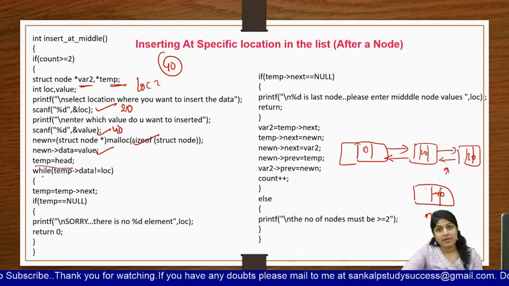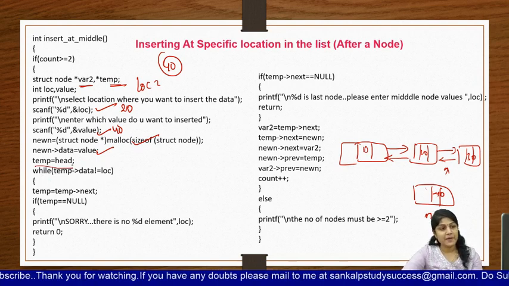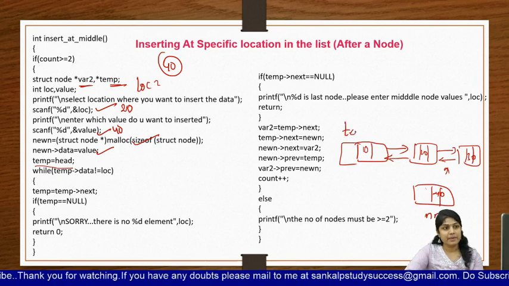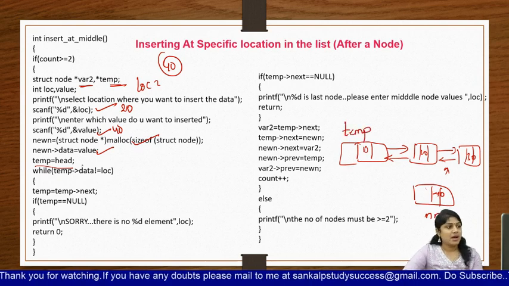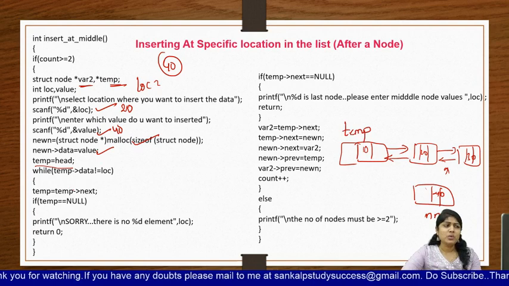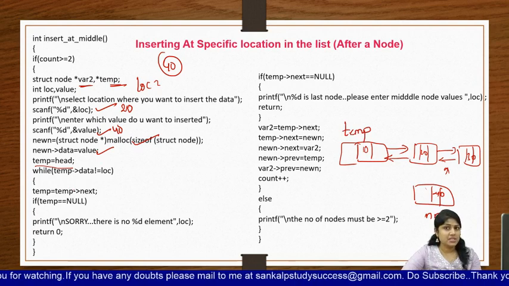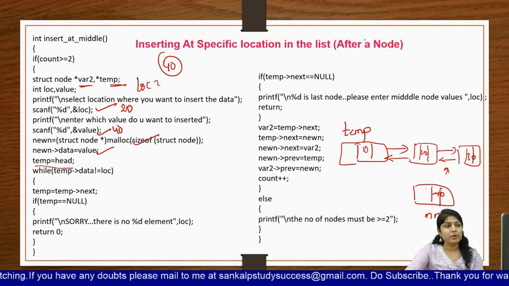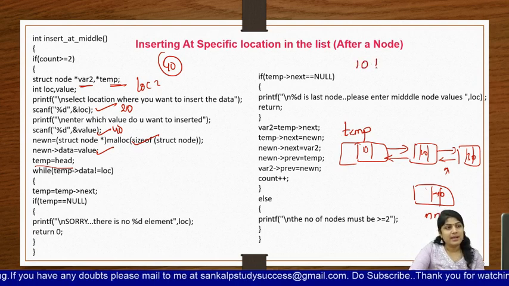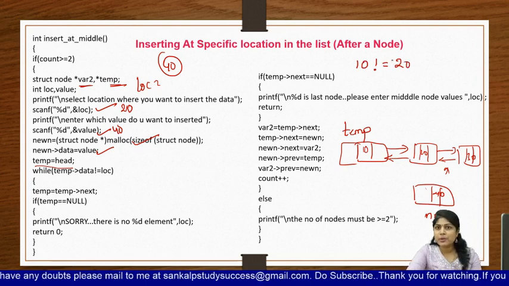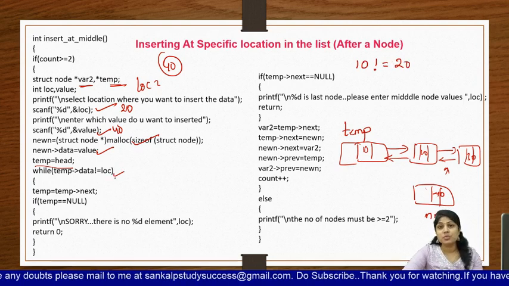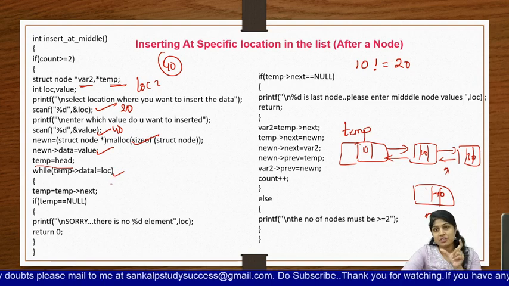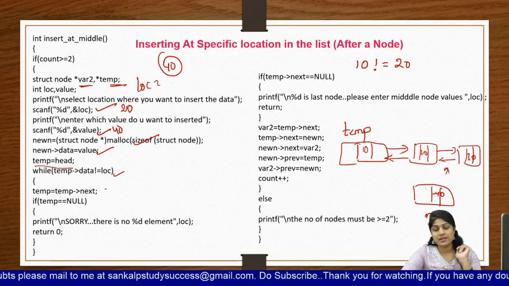Initially, head is stored in where? Temporary variable. Okay, so this is my temp now. Now, while temp to data is not equal to location, temp to data is what? 10, right? 10 is not equal to location. Yes, 10 is not equal to 20. This condition is true. If the condition is true, then the loop will be executed, right?